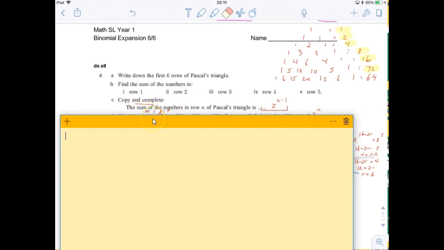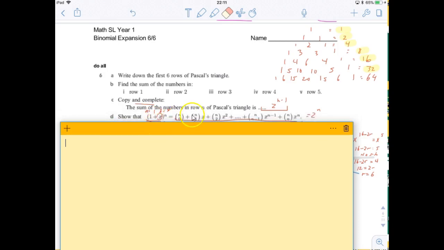Copy and complete the numbers of rows in Pascal's triangle. The sum of the numbers of the Pascal's triangle in row n is, so if you consider this to be row 6, it's equal to 2 to the 6th. If you consider this to be row 7, it would be 2 to the 7 minus 1, so 2 to the n minus 1. So it depends on, I don't know what they call row. To me, the 7th row would be this one, but I think they call this the 6th row.